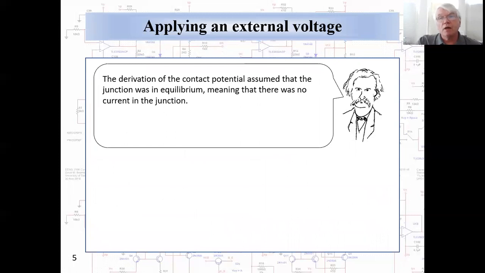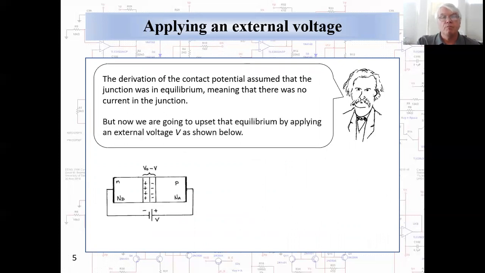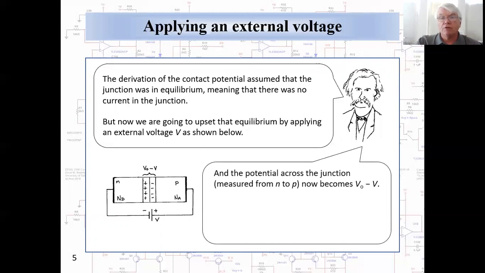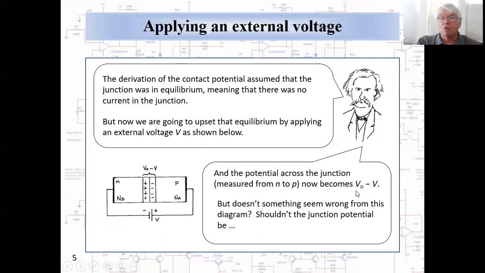The derivation of the contact potential assumed that the junction was in equilibrium, meaning that there were no currents flowing in the junction. Now we're going to upset that equilibrium by applying an external voltage V as shown. And the potential across the junction, measured from N to P, now becomes V0 minus V. But doesn't something seem wrong from this diagram? Shouldn't the junction potential be minus V?